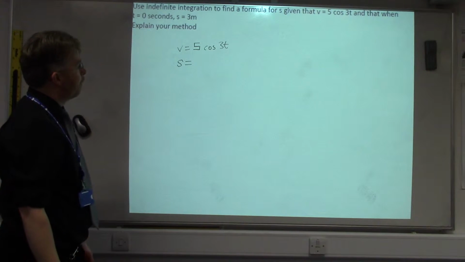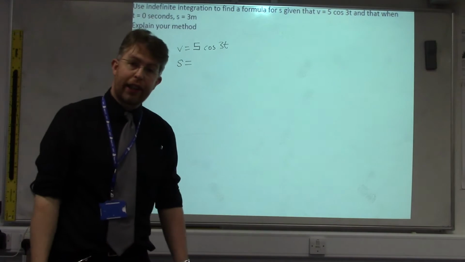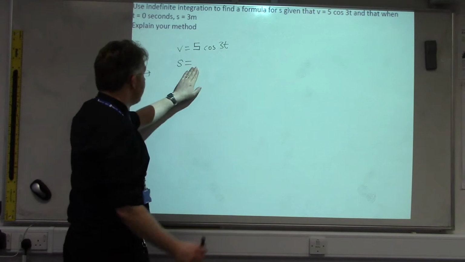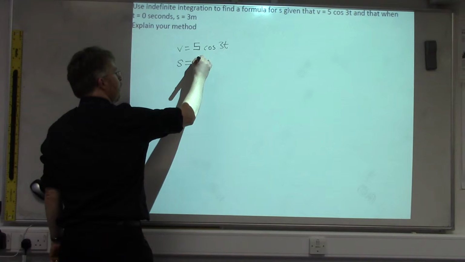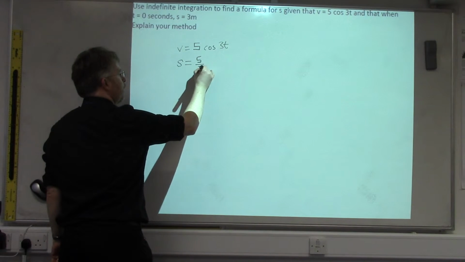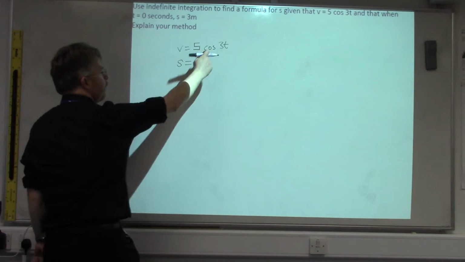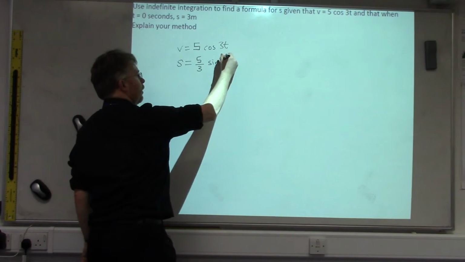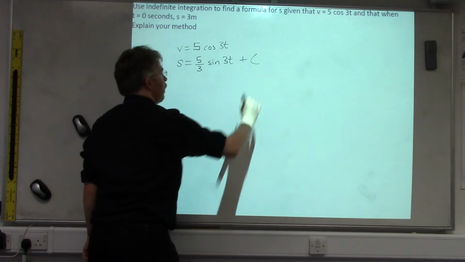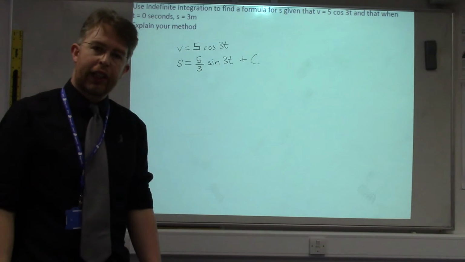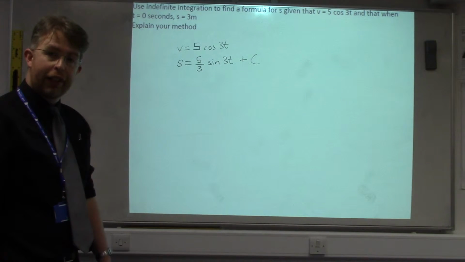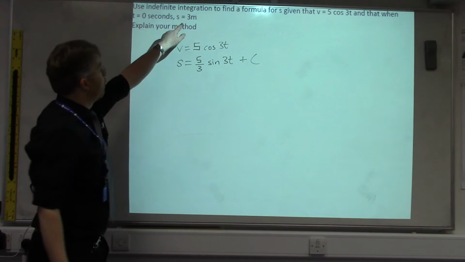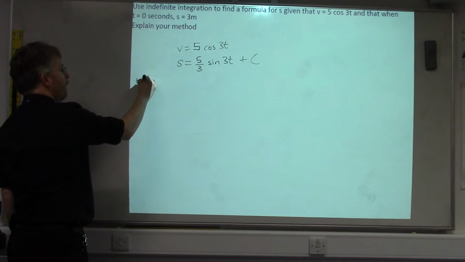Right, so the process of integrating a cos function. The number in front of the t, you need to divide the number at the front by. So 5 over 3. Cos turns to sine when you integrate, and the 3t stays unchanged. And just like we had to do in B1, we end up with a plus c at the end. Any indefinite integration you do gives you a plus c at the end. Again, we're told some information: t equals 0, s equals 3.